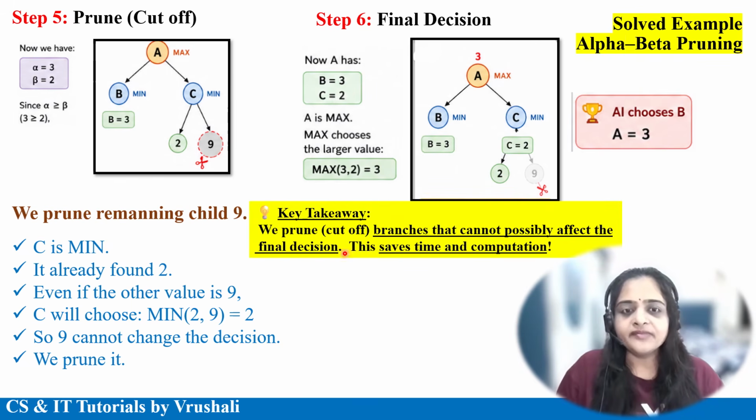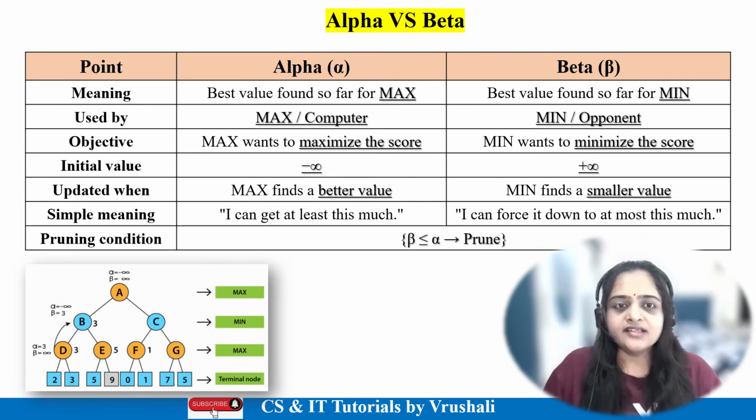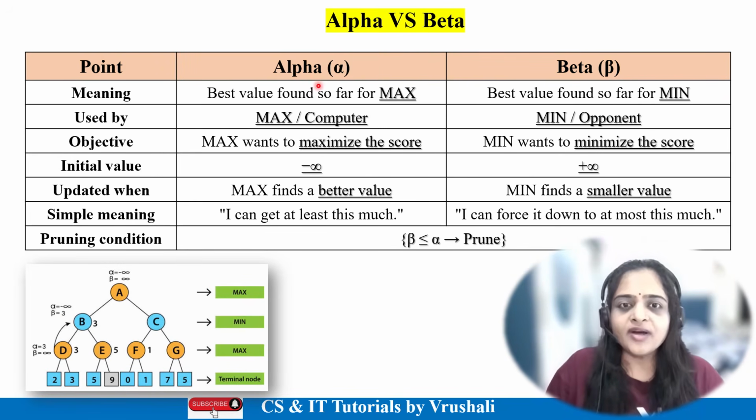So basically, what is the concept of pruning? They cut off the branches that cannot possibly affect the final decision. So this is called alpha beta pruning. Now this is a basic difference between alpha and beta. So alpha basically means find out the maximum value and beta is found for minimum value, that is left subtree, right subtree.